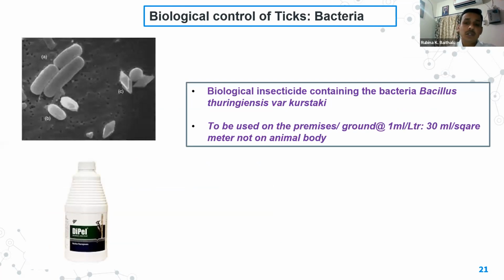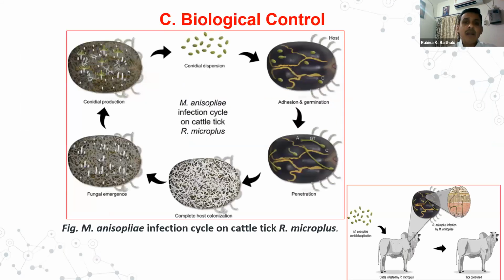You can use this biological insecticide containing the bacteria Bacillus thuringiensis. It has to be used in the premises or on the ground, and you take only 1 ml, mix it in 1 liter, and apply. That is 30 ml per square meter, and it shouldn't be applied on the animal body. The second biological control is the use of fungus.